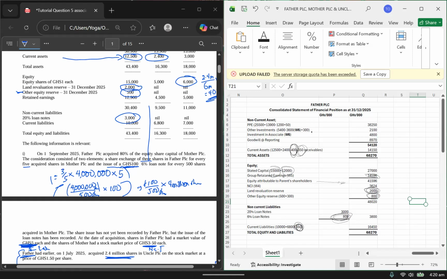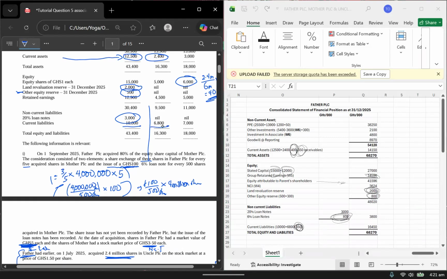But if you choose to leave it here, since it has already been recorded, then it needs to reflect in non-current liabilities as well. So add this, you get non-current liabilities being 3,800. For current liabilities, we have 10,000 and then 6,800.